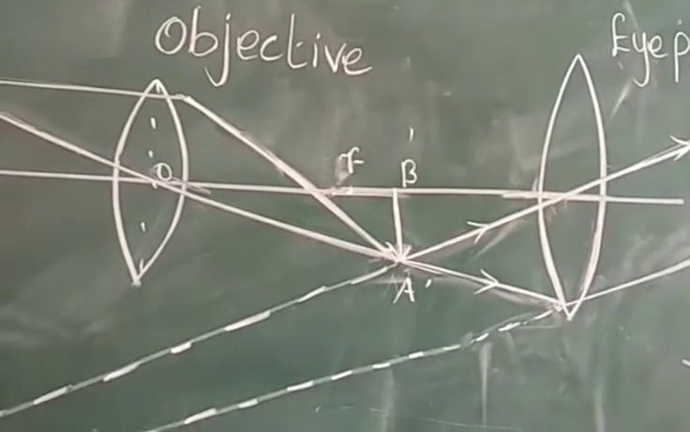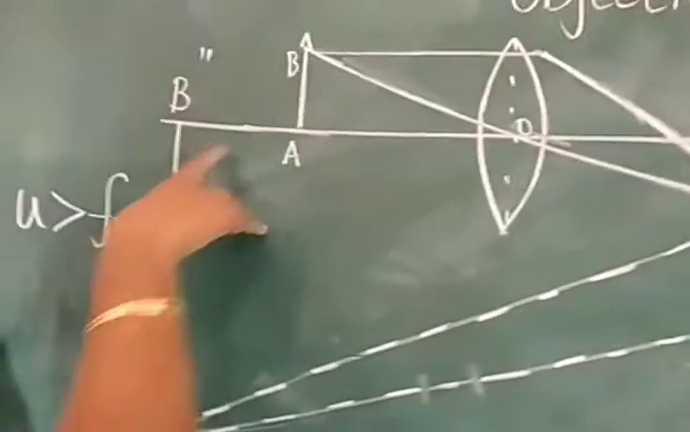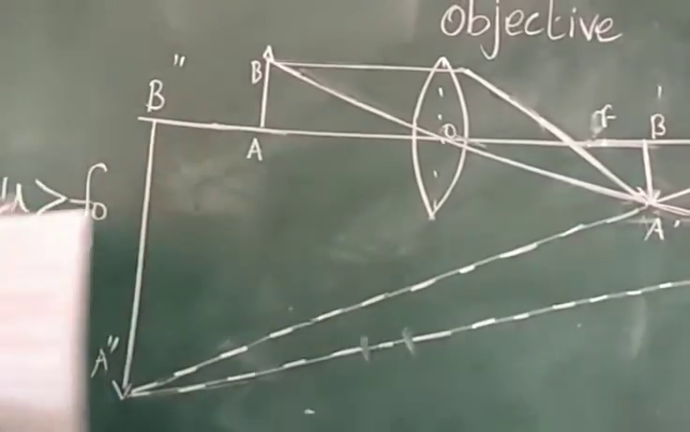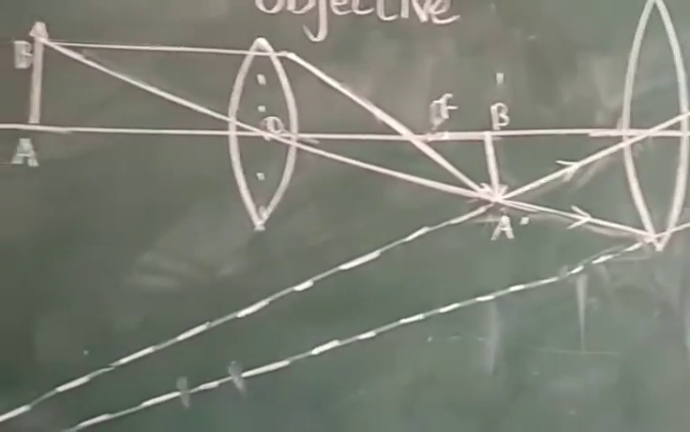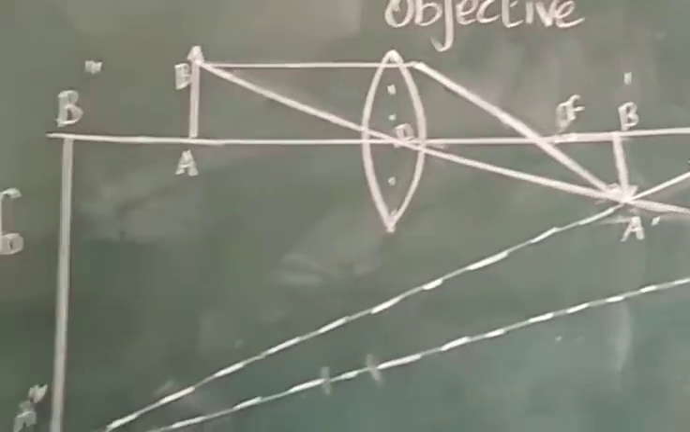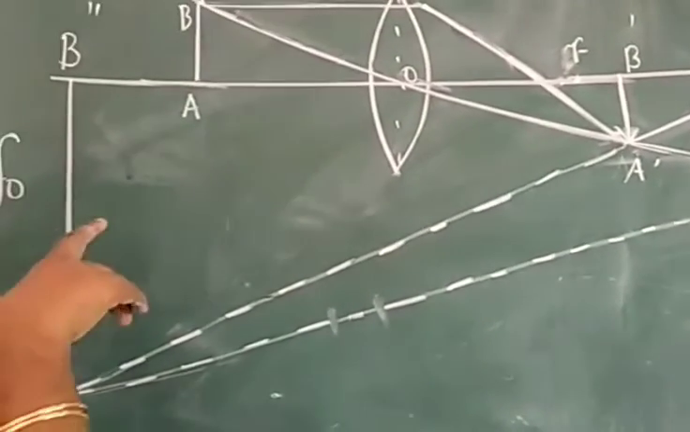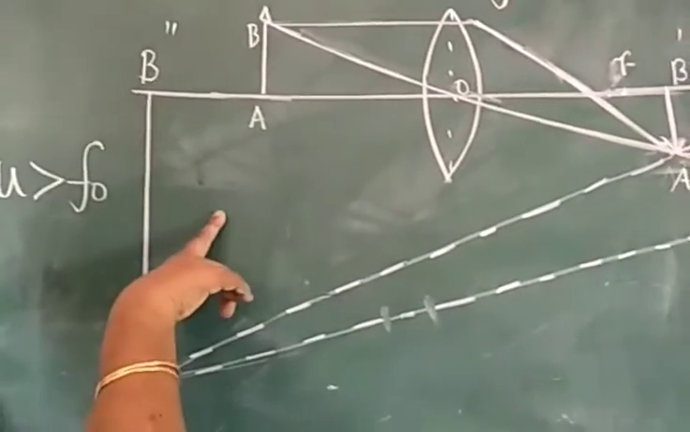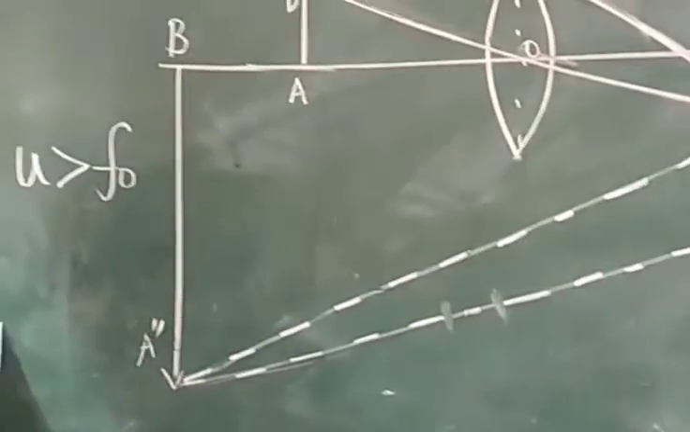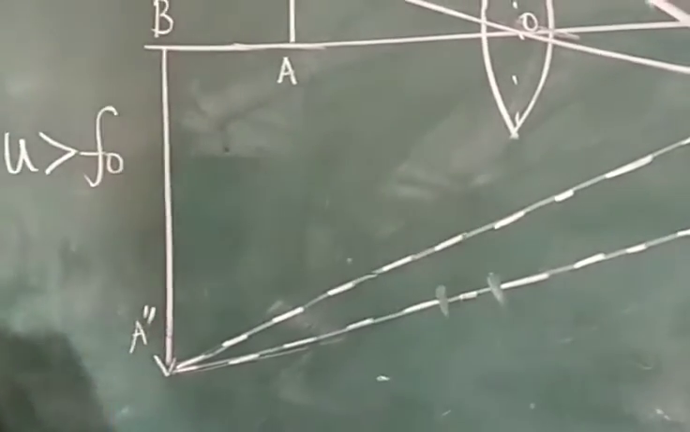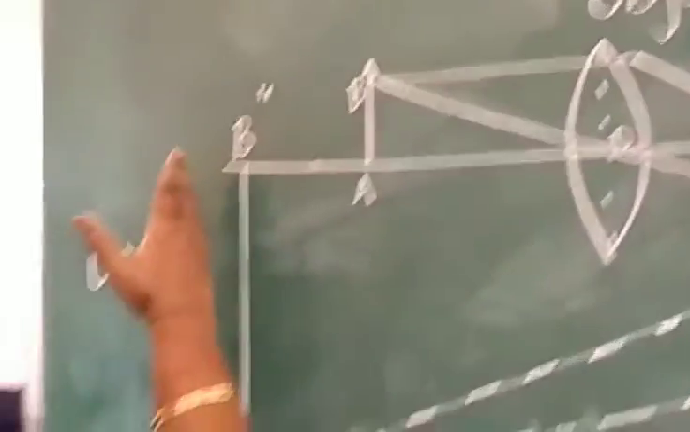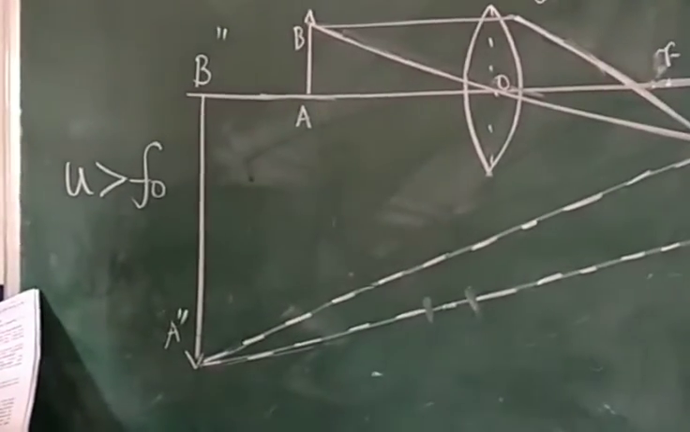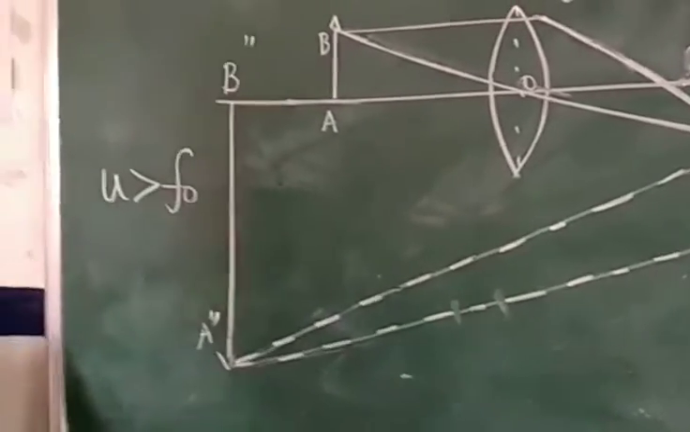So we get an image A2 dash B2 dash that falls within the principal focus of the eyepiece. We get a virtual, enlarged, and what is the meaning of virtual? The image cannot be caught on the screen. Enlarged, magnified, erect, straight, on the same side of the object. Here the object is there, we get an image here. So the compound microscope has 50 to 200 times more magnification power than the simple microscope.